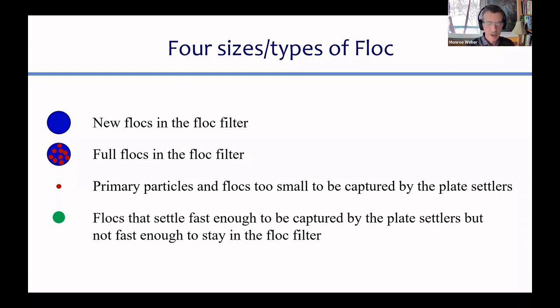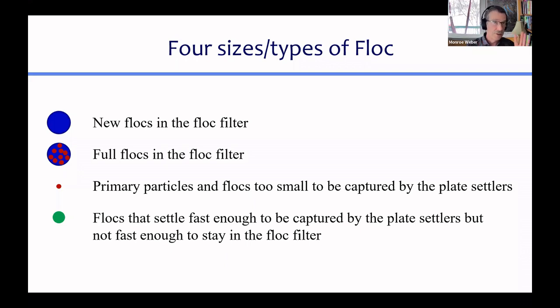The red particles are the primary particles. These are the bad guys, the clay, and for that matter, the cryptosporidium that we really do not want to drink. Or it also represents flocks that are too small to be captured by the plate settlers. Remember, each of these particles is really a type of particle, and there's a range of sizes in each one. And then the green one represents the flocks that settle fast enough to be captured by the plate settlers, but not fast enough to stay in the bottom of the sedimentation tank, in the bottom of the flock filter sed.